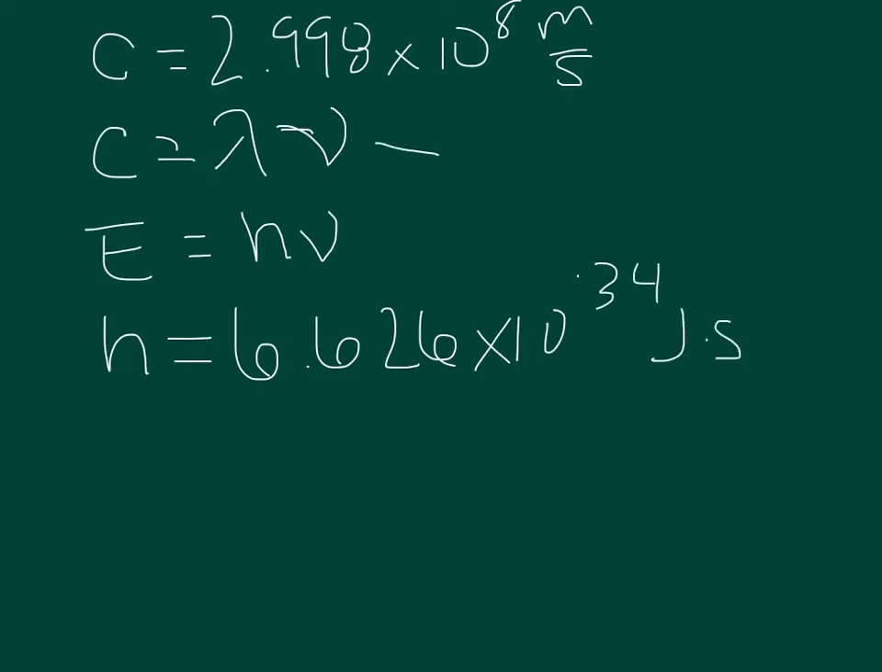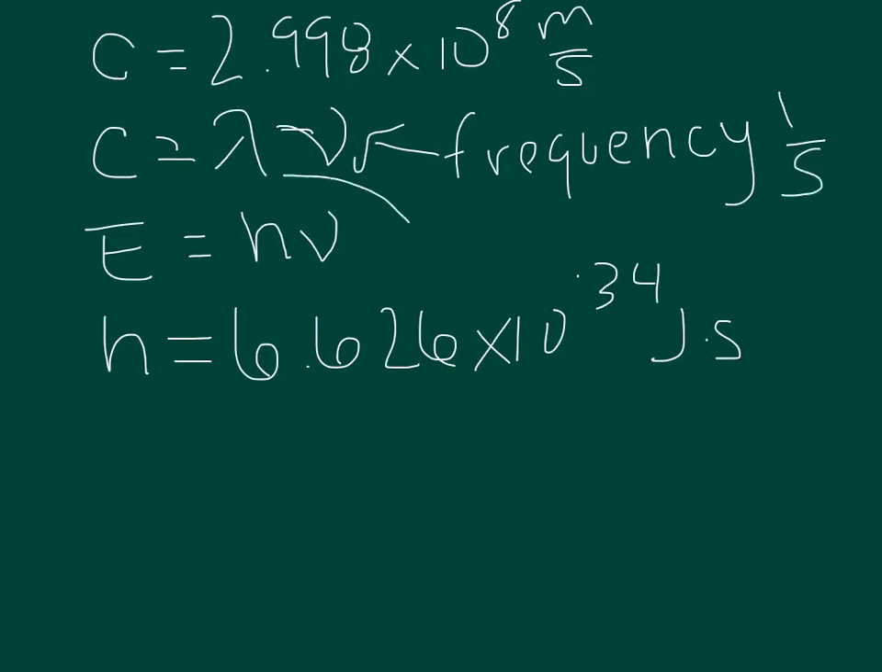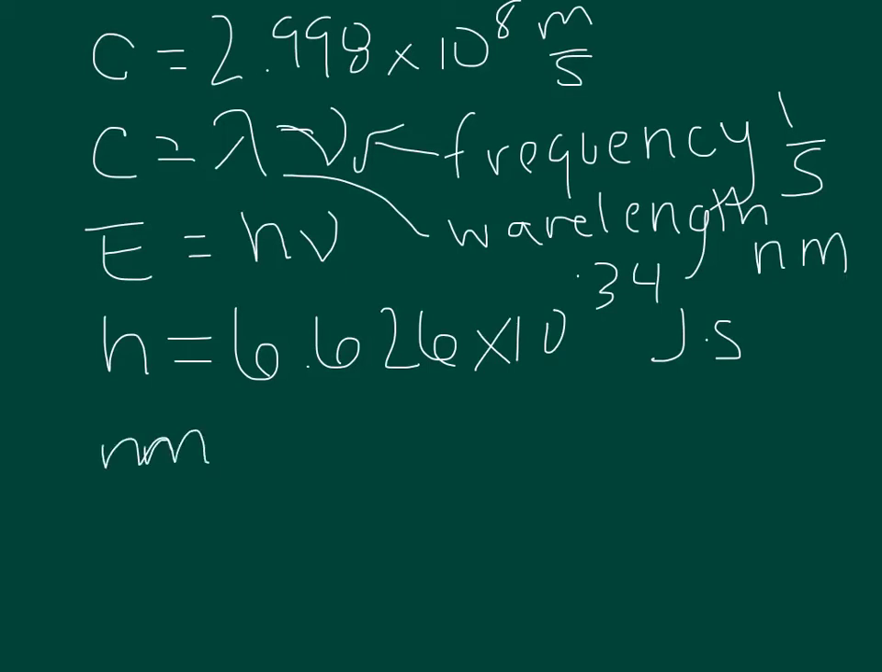So we have our frequency, and that has units of inverse seconds. We have our wavelength, and that usually has units of nanometers. We need to convert nanometers to meters. There is 10 to the 9th nanometers in every 1 meter.